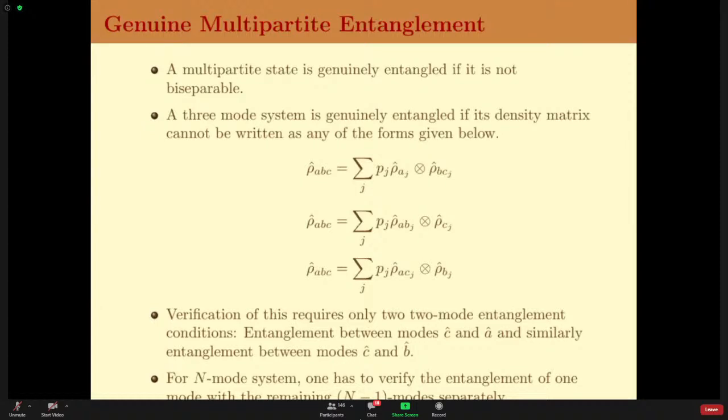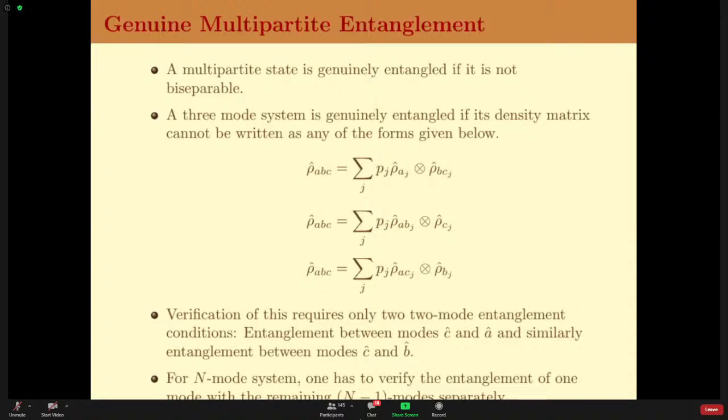So now how to verify that? For that, we have to use only two two-mode entanglement conditions. First, we have to detect the entanglement between modes C and A. If modes C and A are entangled, then the density matrix cannot be written in the first form, and similarly it cannot be written as given in the second form.